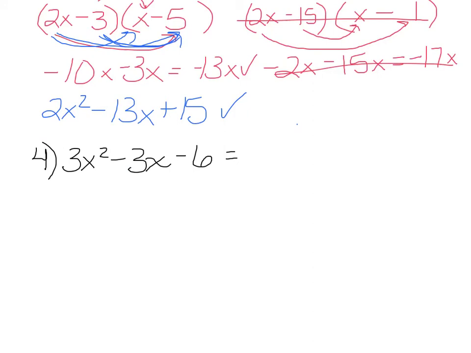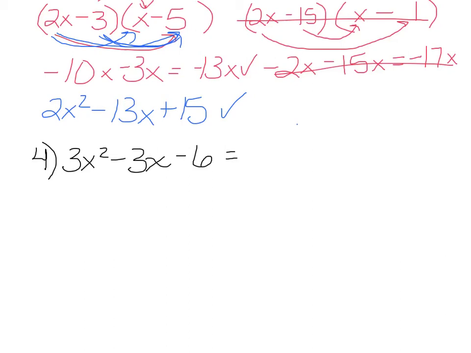Okay, let's try another one. Now, if you remember, when we first started factoring, we always talked about greatest common factors. So really, that's the first step that we want to concern ourselves with, because if we can factor out a number, that'll make our coefficients smaller and easier to factor.